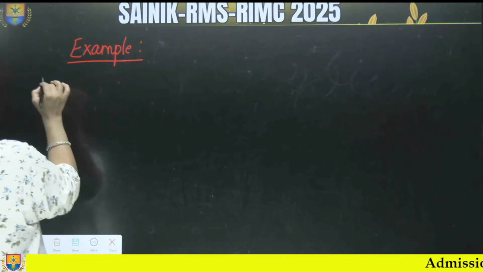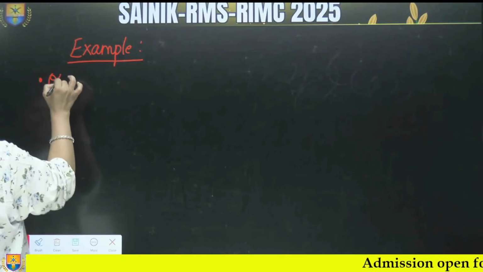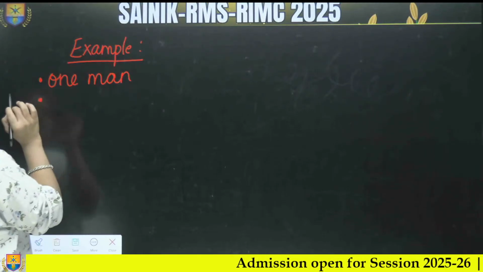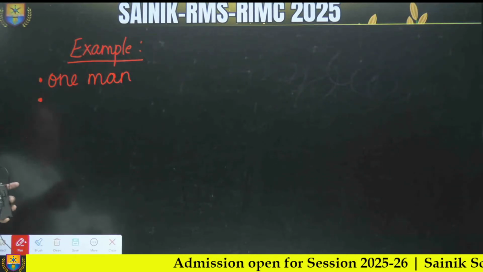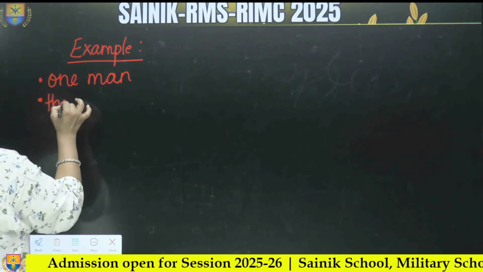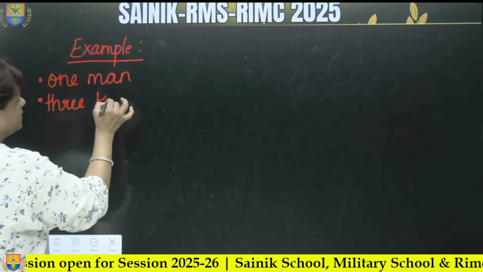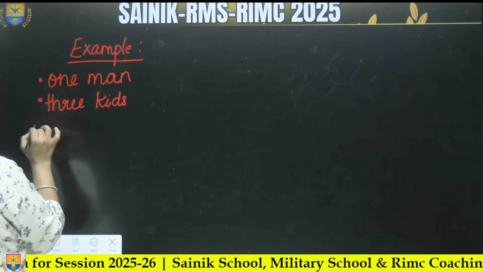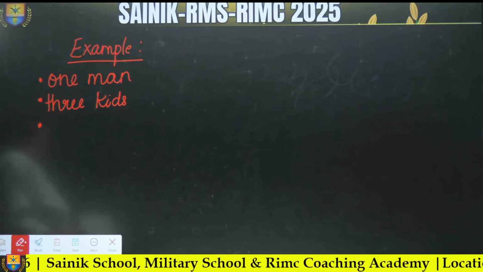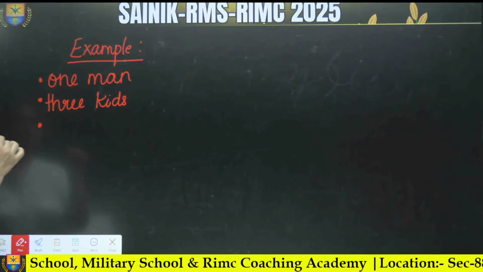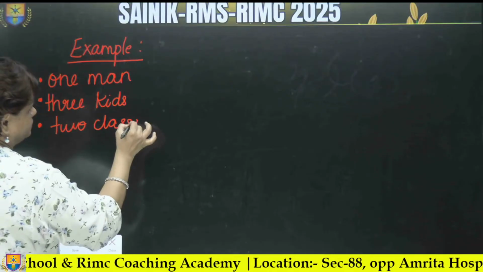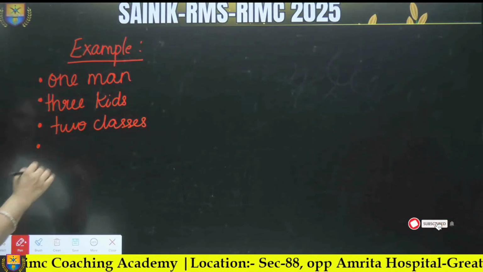For the common noun, the first one: man. So it is mentioned over here. How many men were there? There was just one man. Three kids. Again, we are counting, we are mentioning the number of kids. So it comes under the category of countable nouns. Two classes. Here we have mentioned the number of classes.